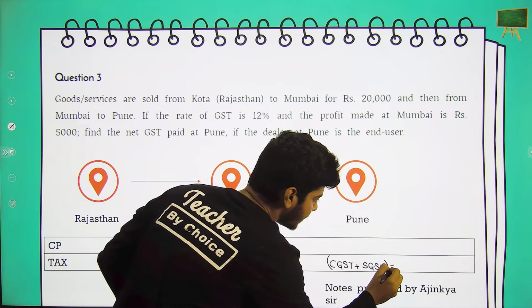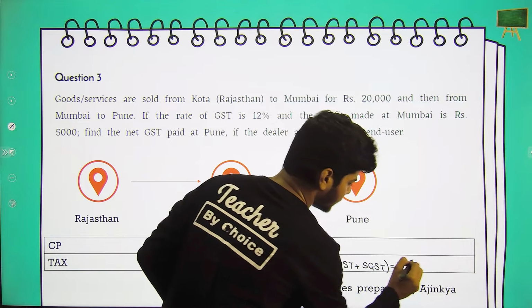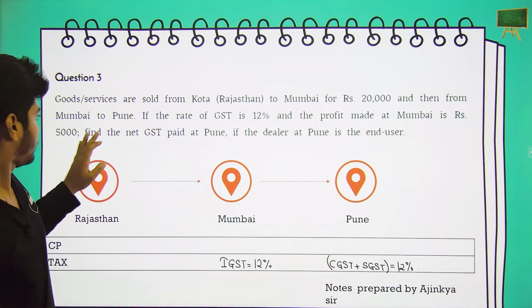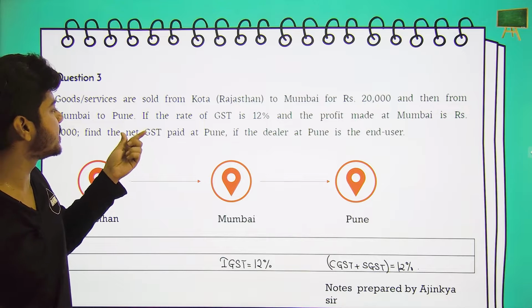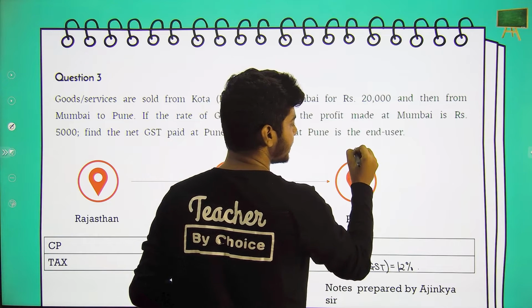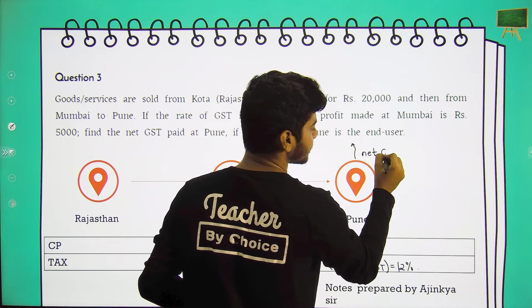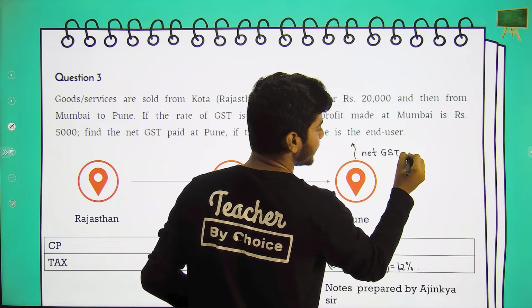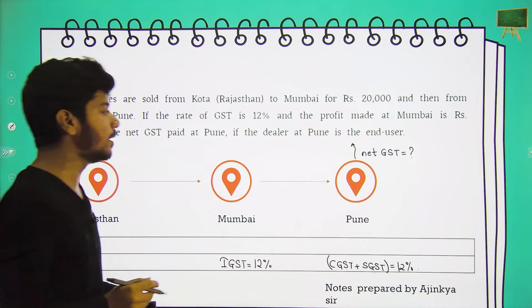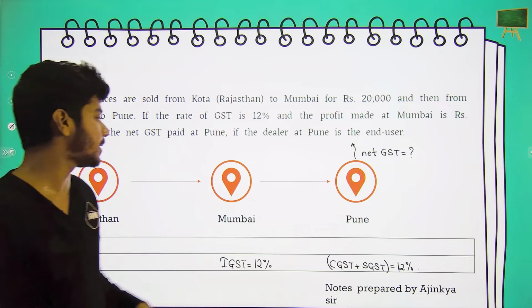Total will be again 12%. Okay, now find the net GST paid at Pune. They are asking us the net GST paid at Pune. Net GST, we do not know, so we'll write a question mark. Okay, if the dealer at Pune is the end user, this is the end user they are telling.